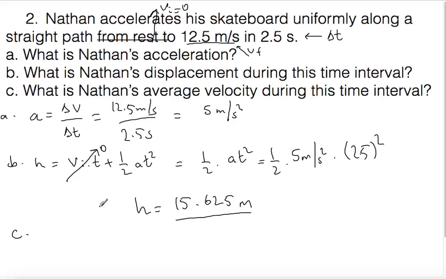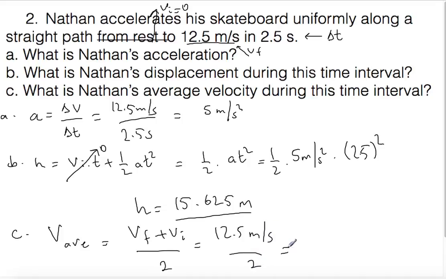Last choice. What is Newton's average velocity during this time interval? Average speed equals final velocity plus initial velocity over 2. Initial velocity is 0, final velocity is 12.5 meters per second, over 2, which is 6.25 meters per second. Yes, we can continue with the third question.